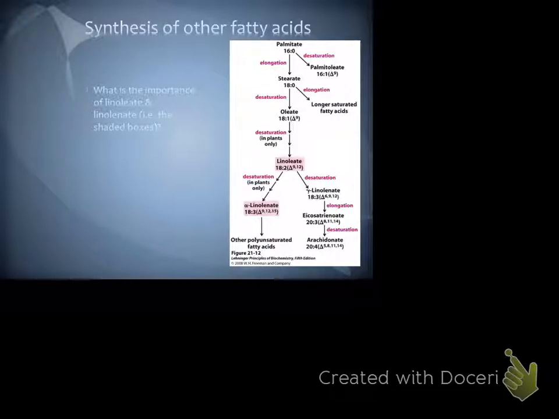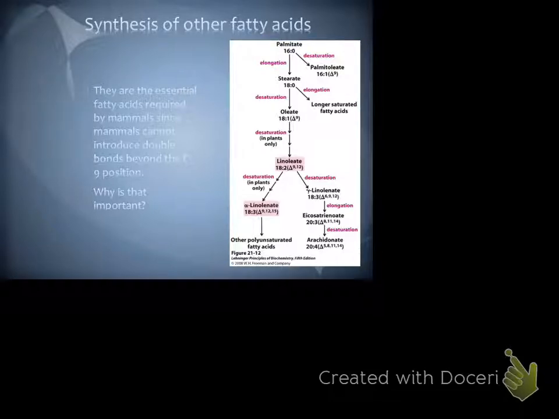So, for the products that are not in the pink box after linoleate, can we synthesize those in our bodies? Once we have the linoleate, yes. If you notice, the double bond in gamma-linolenate is at position 6. But what about the one at 14? That's because it gets elongated, so it was already at 12, and then we added 2 more carbons on. So now it went from 12 to 14. It's like a little assembly line in the ER.